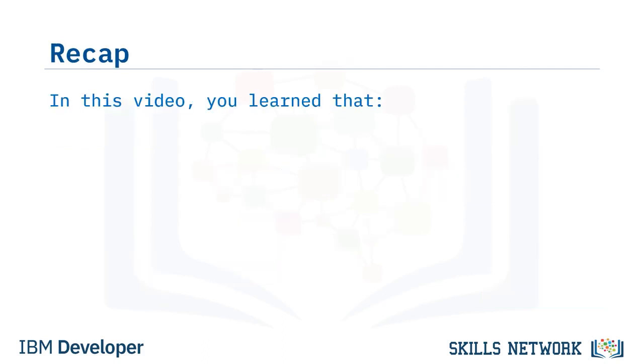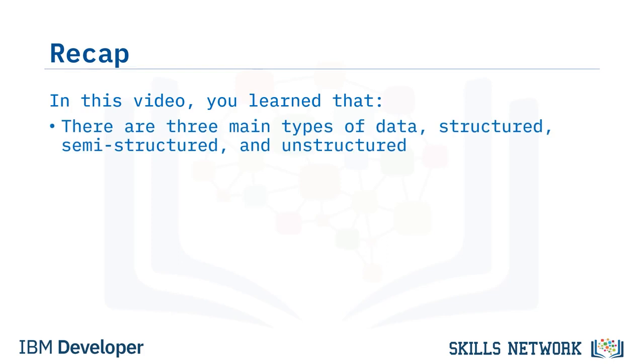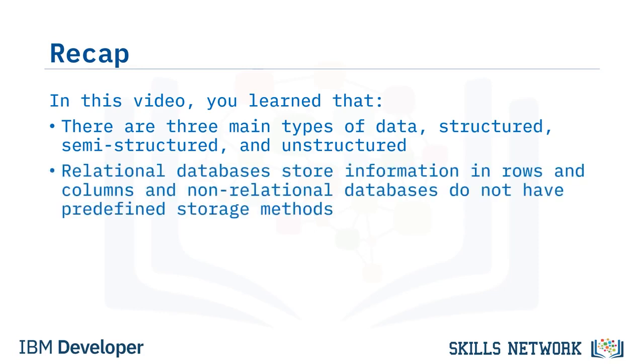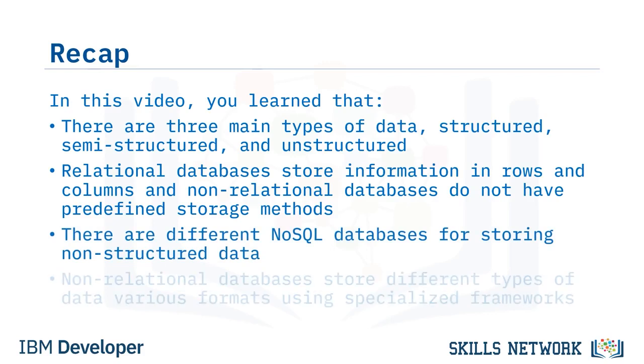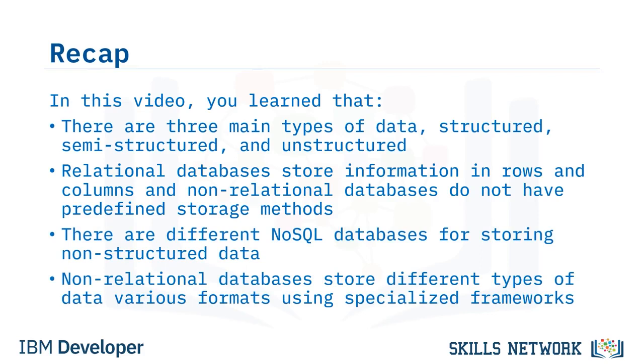In this video, you learned that there are three types of data. Structured data is organized in a relational database, semi-structured data is partially organized, and unstructured data is based on simple character and binary data. Relational databases store data in rows and columns, and non-relational databases do not have a predefined manner or data model. There are different NoSQL databases for storing non-structured data. And non-relational databases store different types of data in various formats using specialized frameworks.